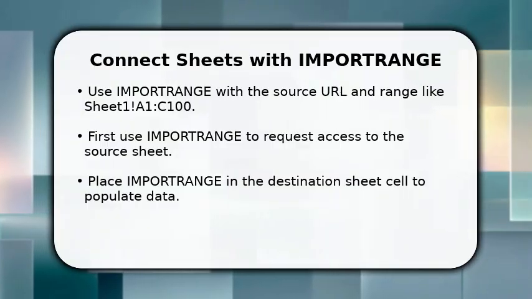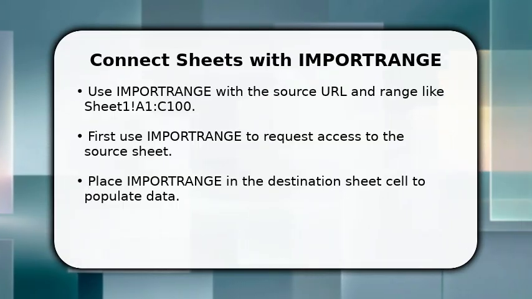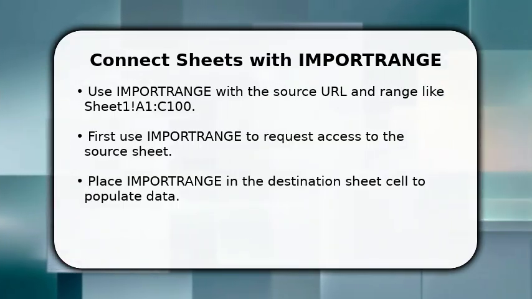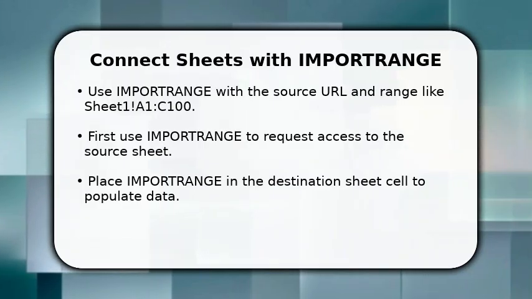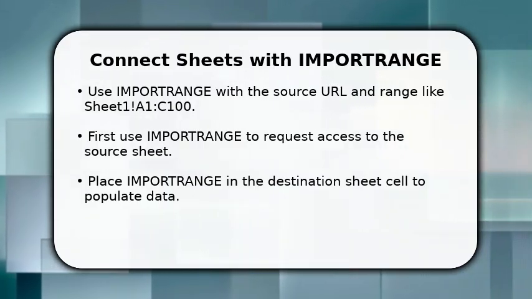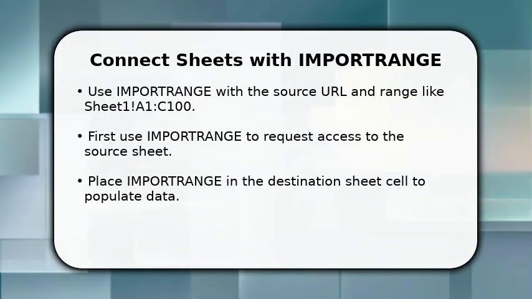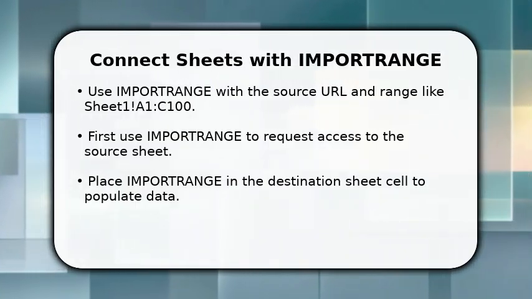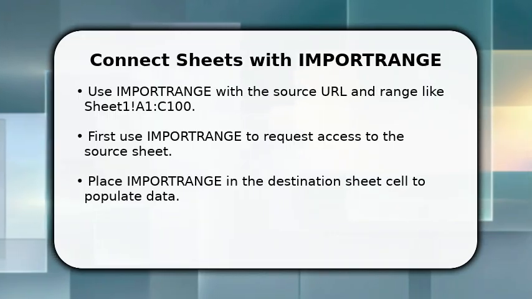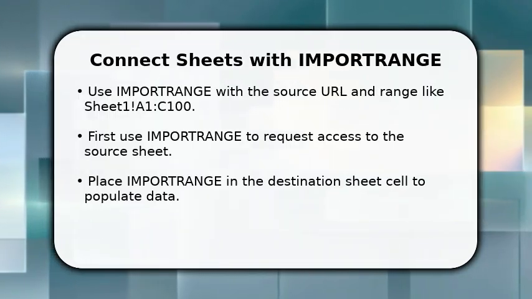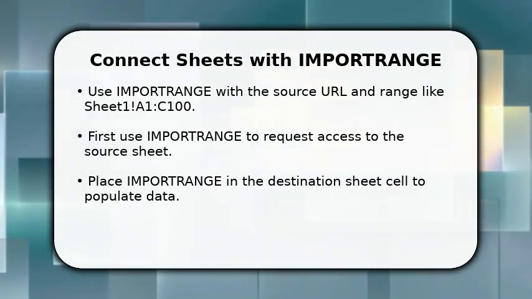Start by opening both Google Sheets in separate tabs and sign into the same account. Copy the source spreadsheet URL exactly from the browser address bar. In the destination sheet, select a blank cell and type =IMPORTRANGE(source URL, "Sheet1!A1:C100"). Press enter and then click Allow Access when prompted to grant permission.